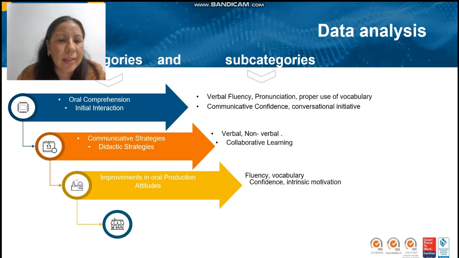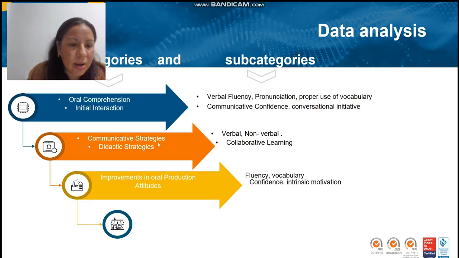Data analysis, categories, and subcategories. After doing the coding, I merged some categories like oral comprehension, initial interaction, communicative strategies, didactic strategies, improvements in oral production and added use, and also some subcategories like verbal fluency, pronunciation, communicative confidence, verbal and nonverbal collaborative learning, fluency, and vocabulary confidence.